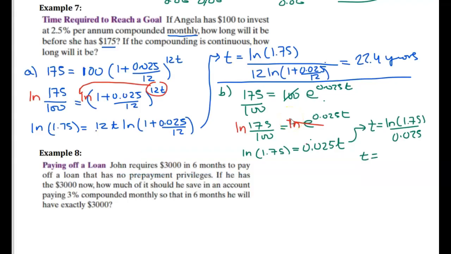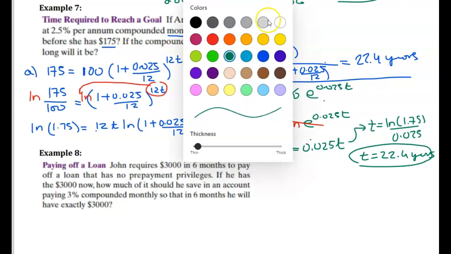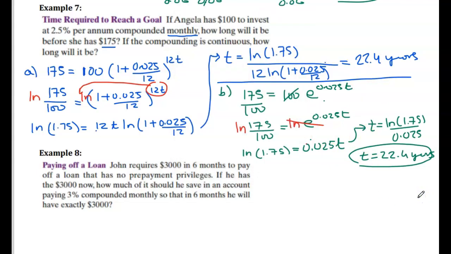So this is 22.4 years. Same amount of time. Doesn't make much difference if you compound monthly or continuously. Continuously compounding interest is the most popular way of doing things in practice, and you can see why. The calculations are easier because of that e. When you take log of both sides, it just cancels out. So it's a lot less messy.